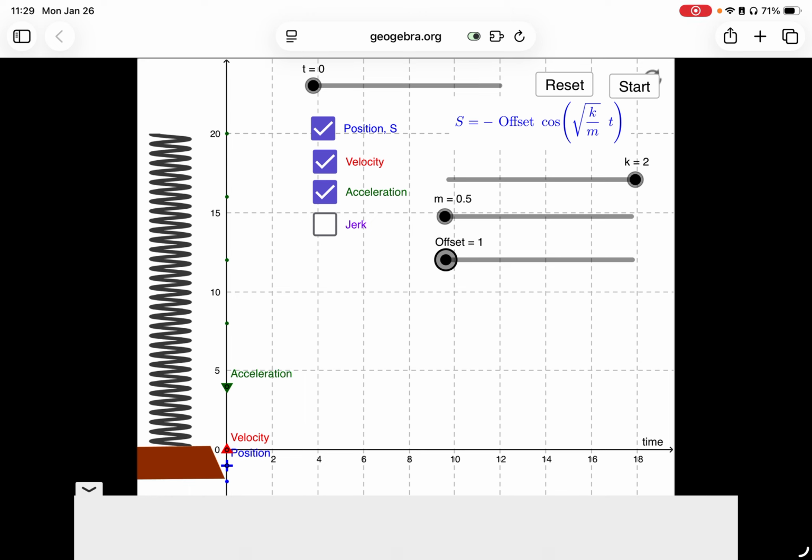But I'll put a link for this little applet so you can have a play with it. You can see how the different terms affect things, and also try to get a feel for how velocity, position, and acceleration are related in simple harmonic motion.